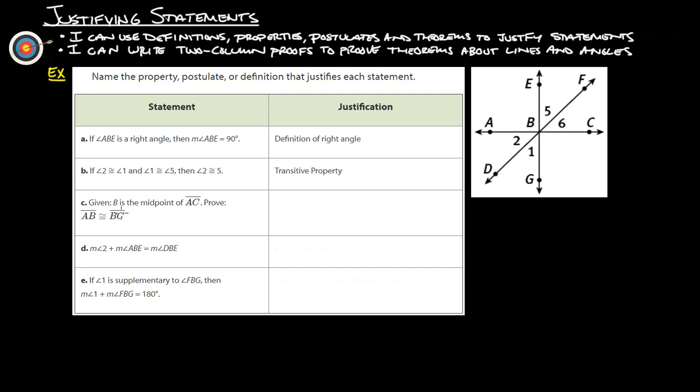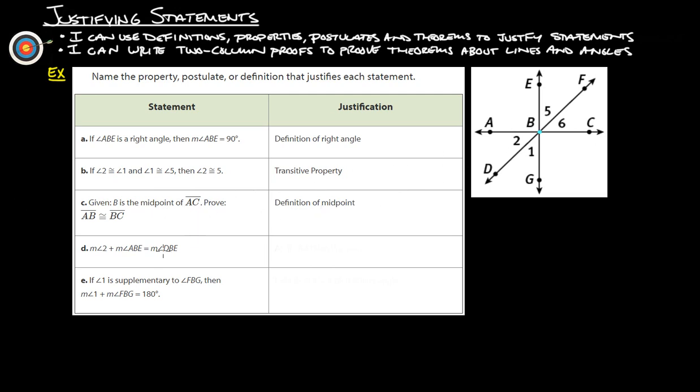For C, given that B is the midpoint of AC, here's AC, and they say that B is the midpoint, prove that segment AB is congruent to BC. Again, this is stuff that we've talked about in class as well. This is simply the definition of the midpoint, right? So we would just write down the definition of a midpoint because it says that it's the midpoint of AC.